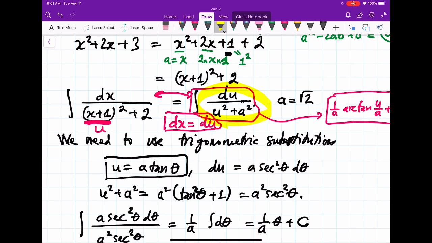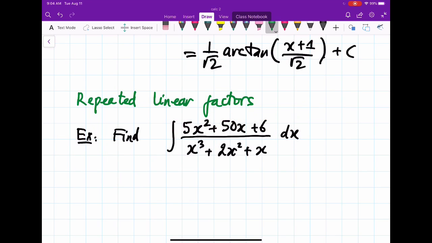Okay, let's move to another example of partial fractions. Now let's consider another very typical integral involving a fraction.